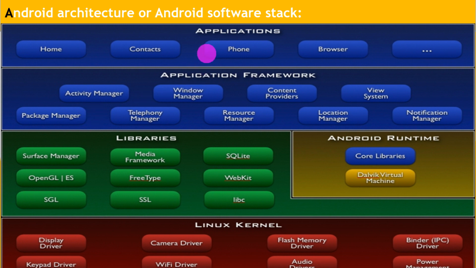And last is the top. At the top of the Android architecture there is the application layer. In this application layer different apps are there: home, contacts, phone, browser, and so on. Great. So this is all about the architectural diagram of Android, or the software stack.